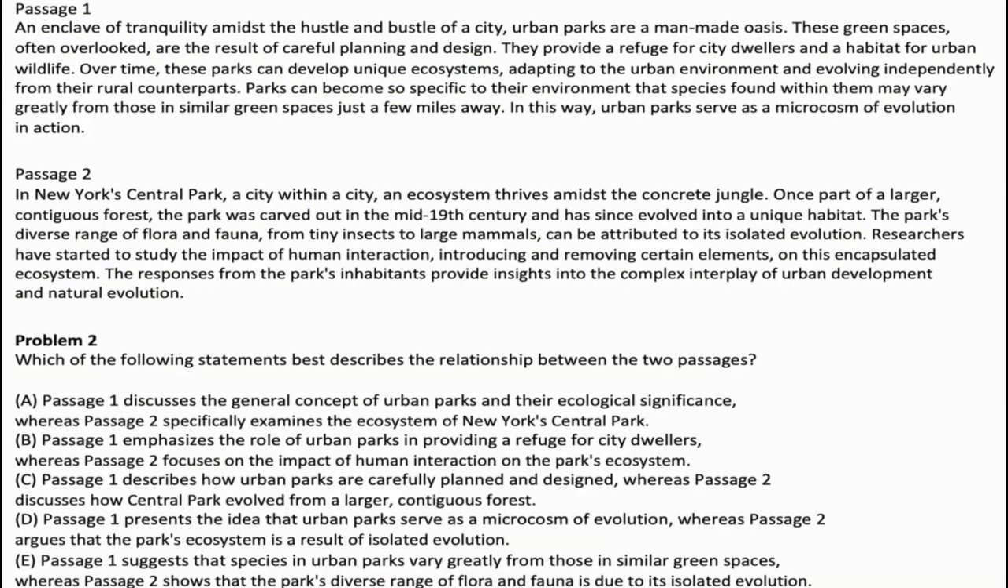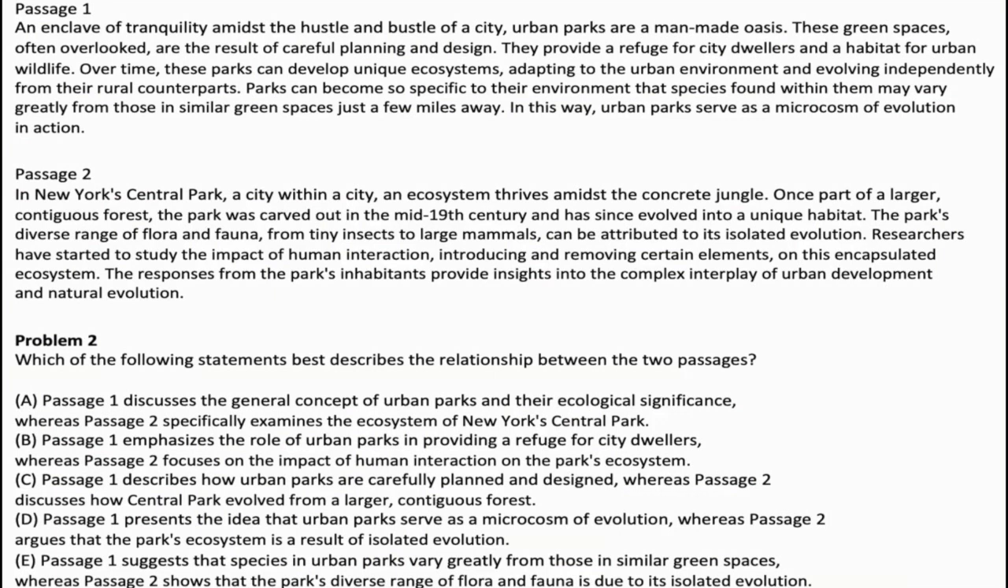So we have the same two passages, right? For problem 2, it says, which of the following statements best describes the relationship between the two passages? Just to check back in our minds again, so we know what we're looking for. Passage 1 was about the idea of urban parks in general. Passage 2 was specifically about Central Park, right? So, okay.